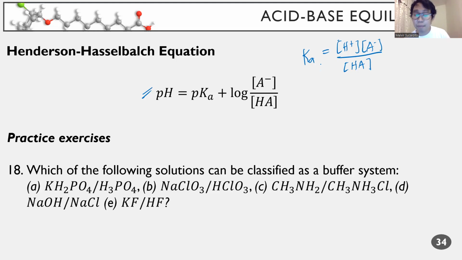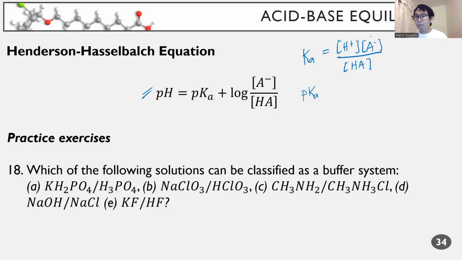Deviation sa final pH, division po pala. Division po, so magiging division: log of A minus over HA, then minus log Ka. Actually, yes, Ka will go on the bottom. If we start with the Ka expression, and we take the negative logarithm of both sides, we get pKa here.